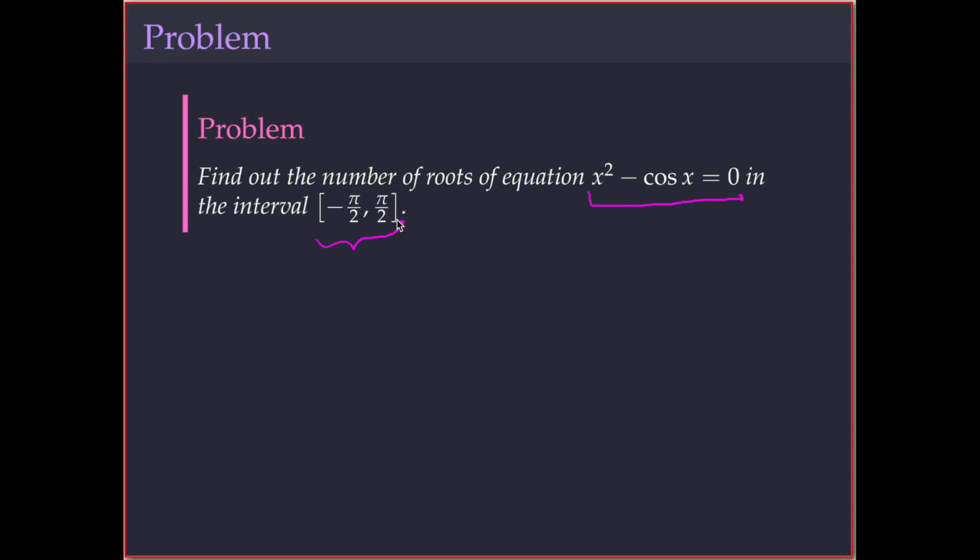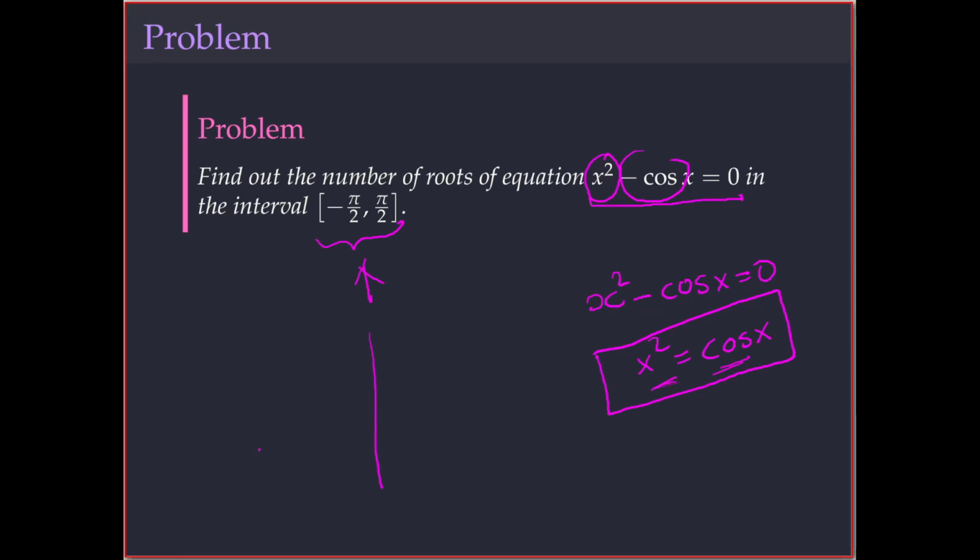Okay, so I hope you got the solution. What is the problem? We have to find the number of roots of this equation. So what we are going to do is plot this and this, because this is x square minus cosine x equals 0. So this means x square equals cosine x. So for what values of x in this interval are x square and cosine x equal?